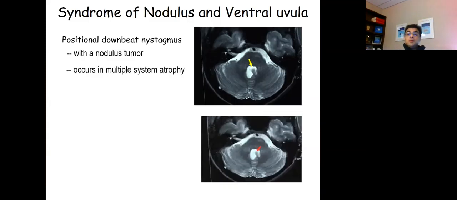In our world, in movement disorders, we have also seen positional downbeat nystagmus in patients who have multiple system atrophy. So it's very important for you to do positional testing in your Parkinson patients.